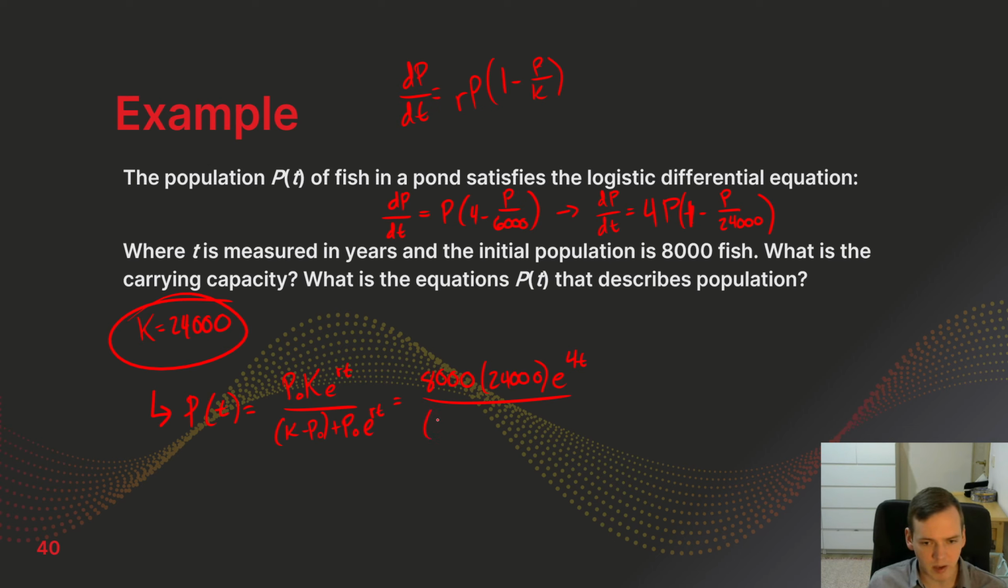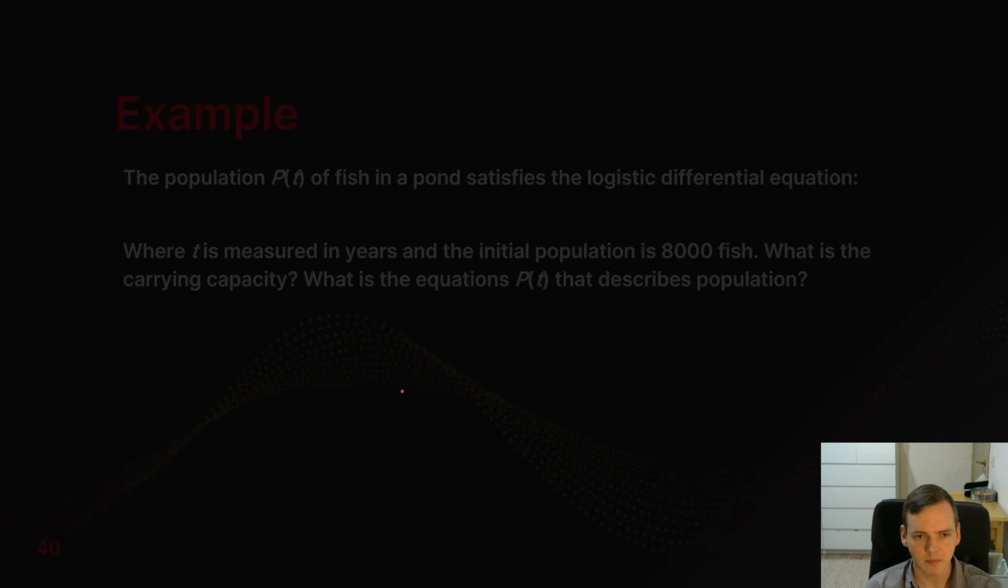K is our carrying capacity, so 24,000 minus 8,000 plus P naught, so that's another 8,000, e to the 4t. And then you can go through and algebraically clean that up a bit if you want, but that's the idea here.